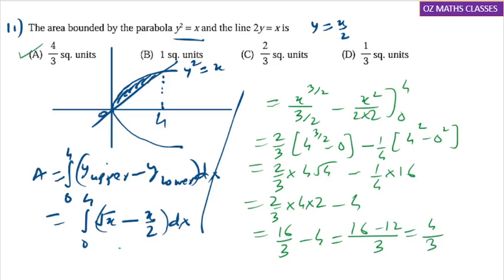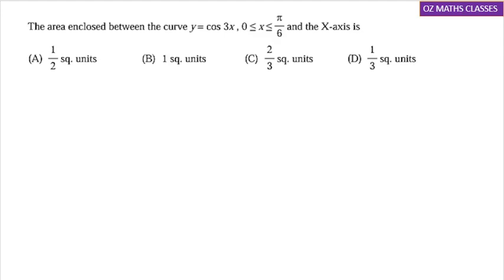Okay, so whenever you have to find the area between two regions, and if you are taking the x coordinates as limits, then take the y upper curve minus y lower curve, and if you are taking the y coordinates, then right curve minus left curve. Next, question number 12. Find the area enclosed between the curve y equal to cos 3x.